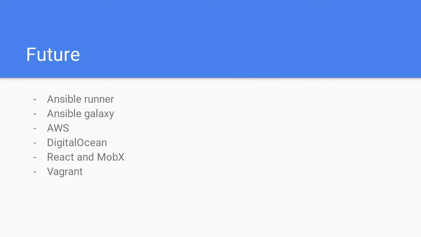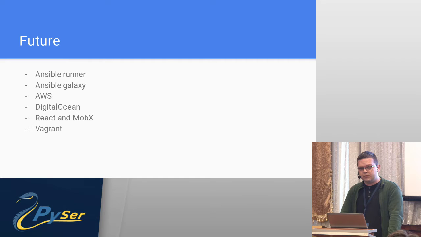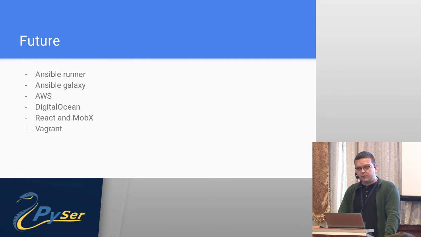Regarding the future steps, of the things that we would like to include in OneLove, this is our plan. We would like to investigate Ansible Runner and integrate it in OneLove, implement the ability to download Ansible roles from Ansible Galaxy, and implement backend support for the Amazon Web Services and DigitalOcean providers' APIs to be able to control all aspects of your cloud infrastructure. Also, on the front end, we want to migrate to React and MobX, and we also plan to include support to run OneLove using Vagrant.